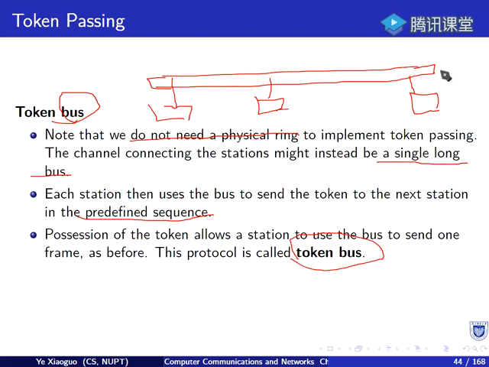It is not a ring, right? It is not a ring. It is a bus. But the stations can be numbered 1, 2, ... n, right? So n stations.